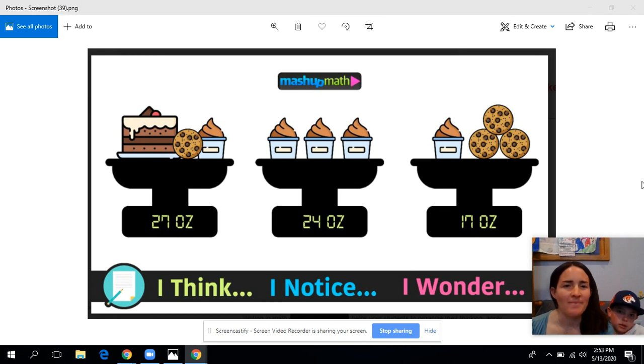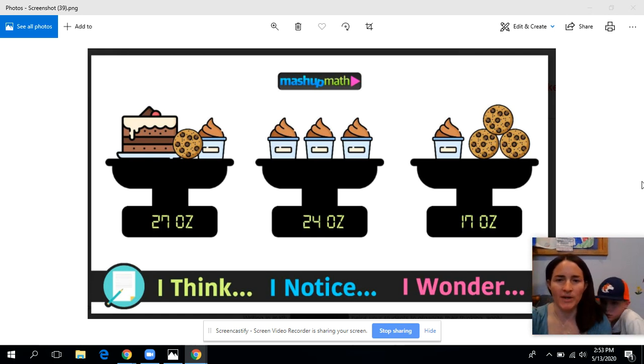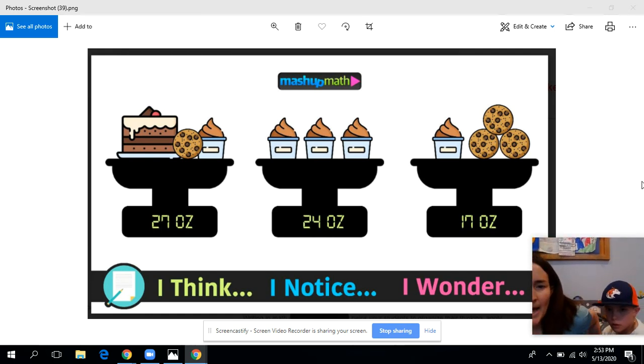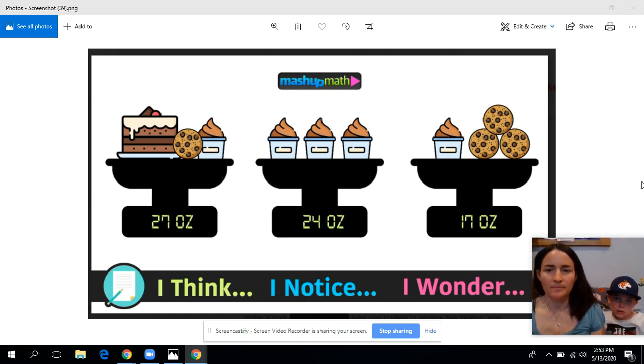Today what we're going to do is take a look at this image from MashUp Math, and we're going to do a little bit of notice and wonder. What I'm going to ask you all to do is take a minute, think about what you see on this image. Think about what you notice, things that stand out to you, and then think about some questions you have, or what you're wondering. I'm going to have Patrick share with us what he's noticing and wondering.